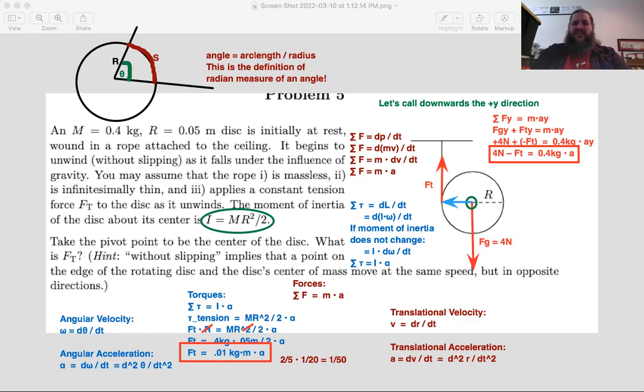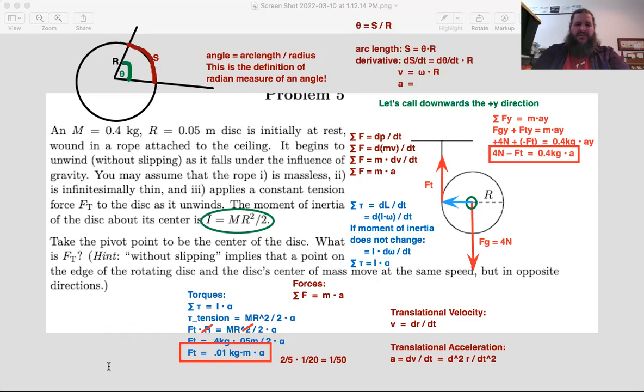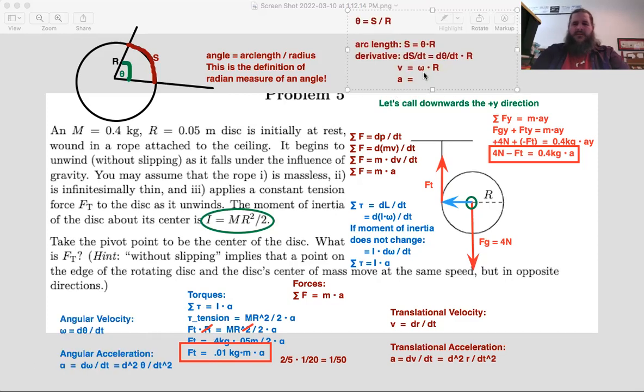We could also take the derivative again. What happens to velocity when you take the derivative? Acceleration. Right. So the translational acceleration equals, and then derivative of angular velocity is angular acceleration. So we get angular acceleration times radius. So this is a relationship we can now use here. That's our third equation. Because we were missing some information here.